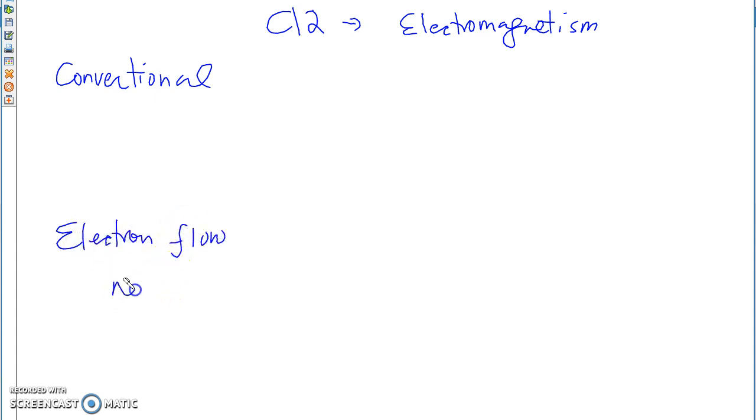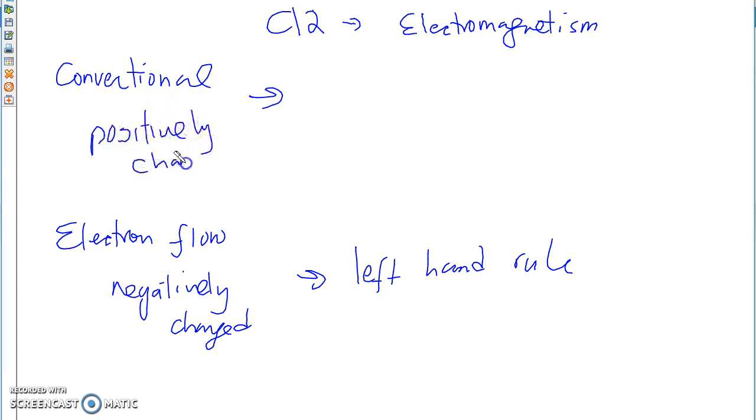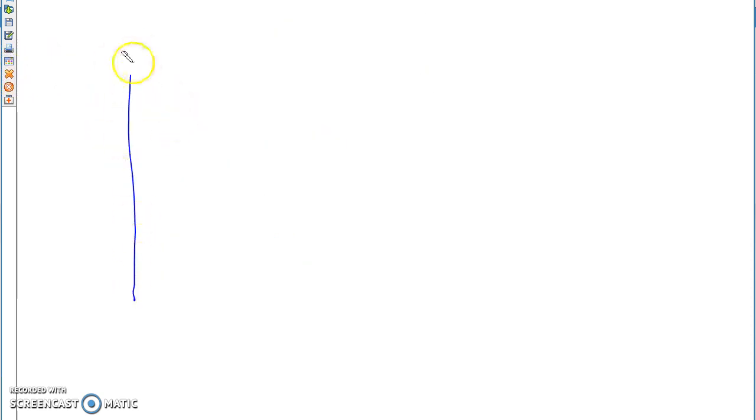If we're talking about negatively charged particles, we're going to use the left-hand rule. If we're going to talk about conventional current or positively charged particles, then we're going to use the right-hand rule. Now, what is the right-hand rule? We'll start with the first one, which is a conductor. So this is a straight conductor.